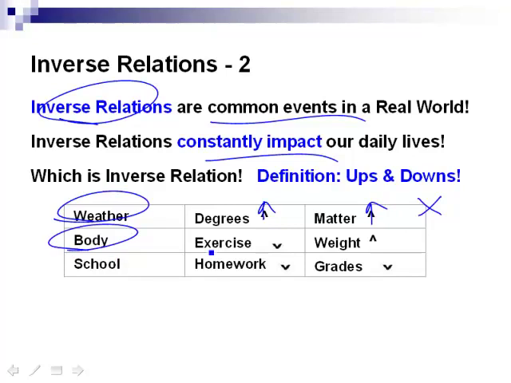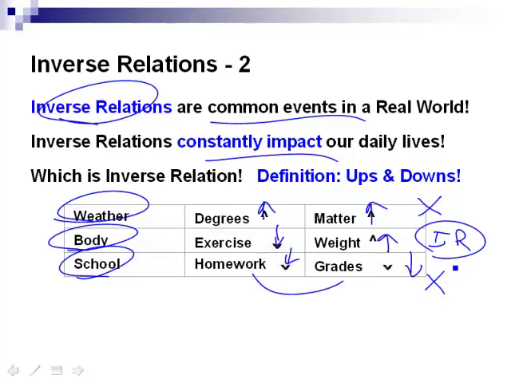Now let's look at things that affect the body. If we quit exercising here and our exercise time decreases, then our weight increases. Hey, we got an inverse relationship here, it looks like anyway. Now we got a lot of other criteria, but this is looking good. And of course, school here, if our homework decreases and our grades decrease, they're both going the same direction, so I can cross them out right away. The only one that looks like a possibility is the one that deals with the body.